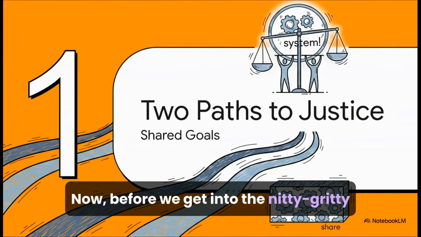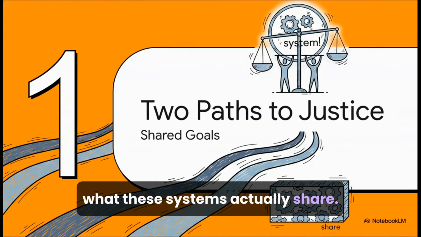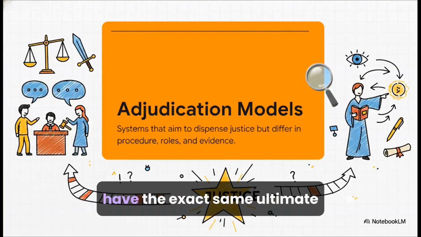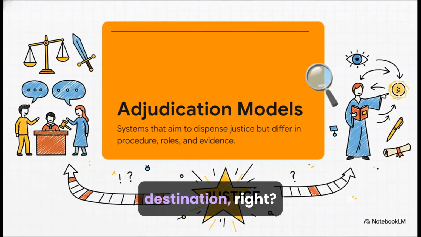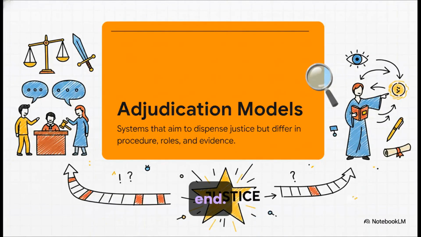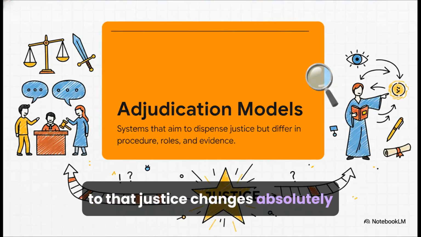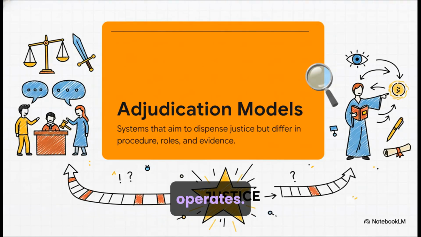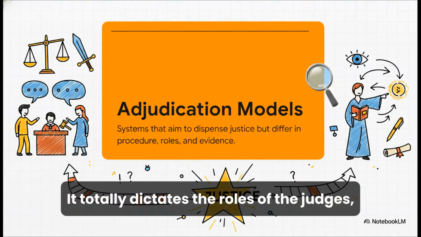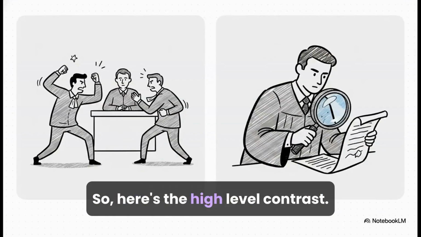Now, before we get into the nitty-gritty differences, we really have to recognize what these systems actually share. Both of these adjudication models have the exact same ultimate destination, right? Dispensing justice. But honestly, that's where the similarities end. The procedural road taken to actually get to that justice changes absolutely everything about how a courtroom operates. It totally dictates the roles of the judges, what you do as a lawyer, and exactly how evidence is brought to light.